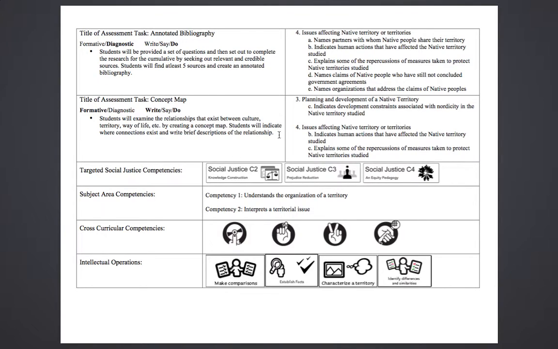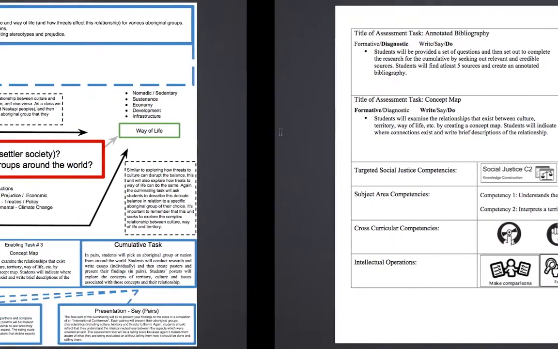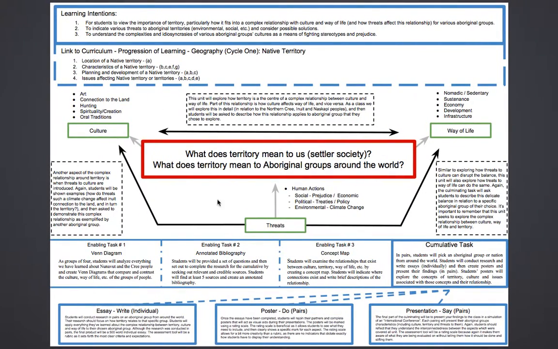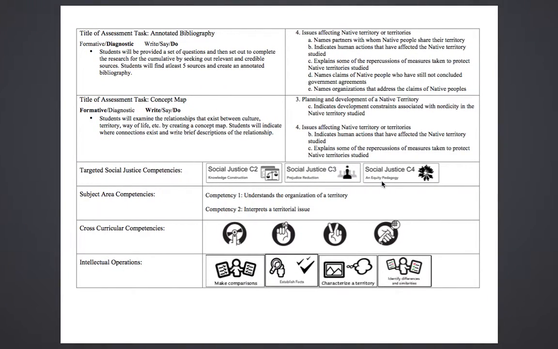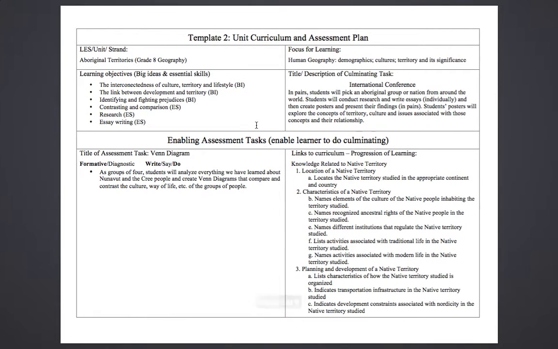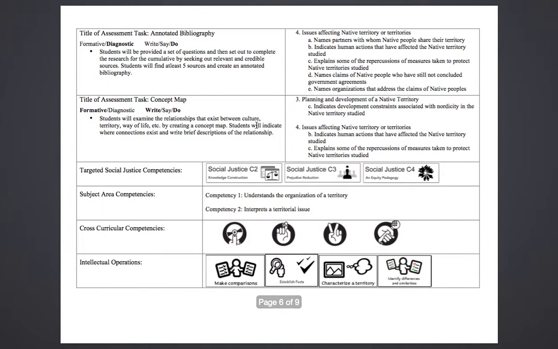So, finally, they're going to do a concept map to show me that they've really grasped this thought process, this relationship here. They're going to create their own concept maps that display the relationship. And they can do that in relation to a specific group or generally to Aboriginal groups. But I want them to create a concept map showing me they understand the relationship between culture, territory, way of life, and how threats can damage this balance. So those are the 3 enabling tasks that will allow students to grasp the skills and knowledge that they'll need for the culminating.